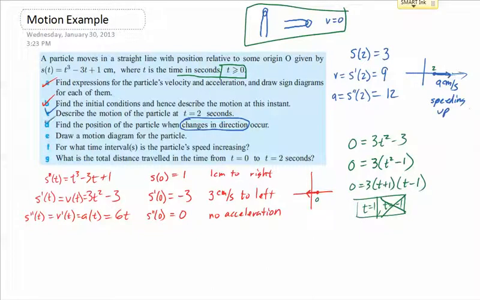All right? Now, draw a motion diagram. We're actually not going to worry about that. If you see that, then you can just skip over it in your homework. But the idea of a motion diagram is it just shows your position and the direction of your motion.